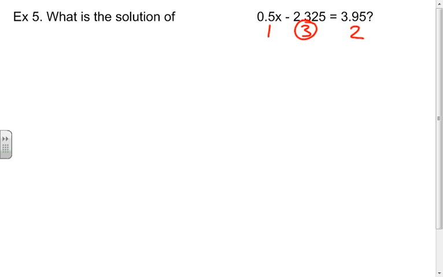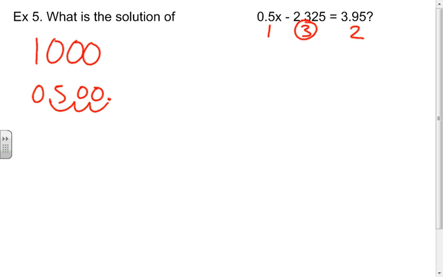Okay? Here's what we're going to do to it. We're going to take the number 1, and we're going to write 3 zeros after it. 1, 2, 3. So we're going to multiply every part of this problem by 1,000. Multiplying by 1,000 is the same thing as moving all of the decimal points 3 places. So we can take 0.5 and move the decimal point 3 places. And we end up with 500.